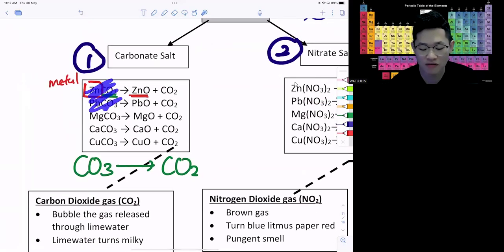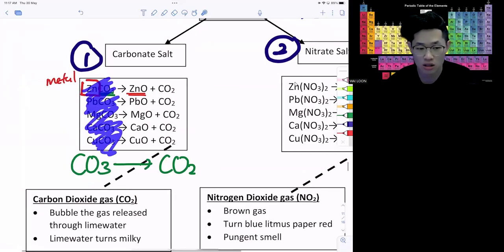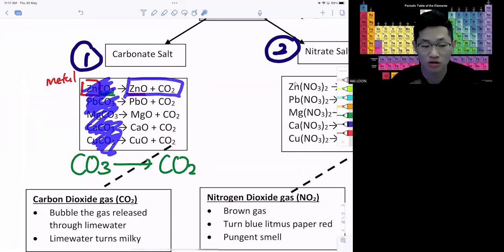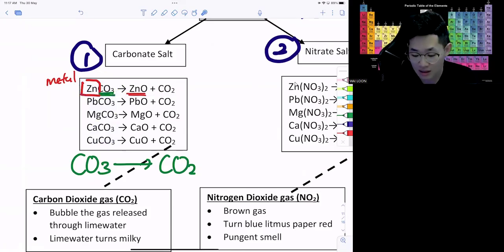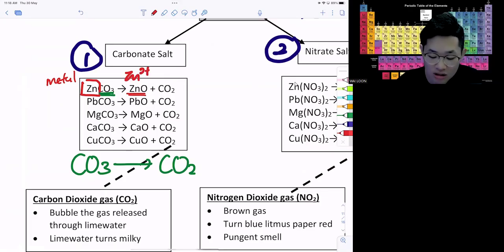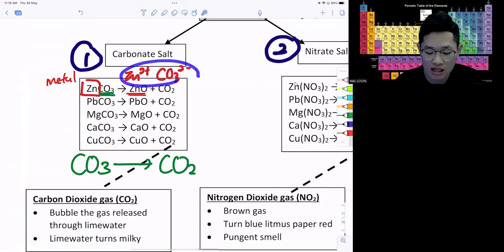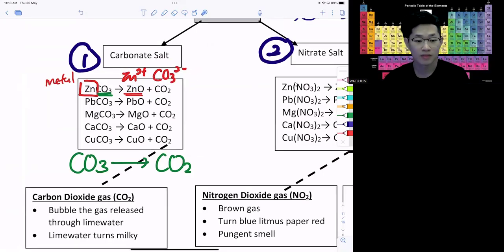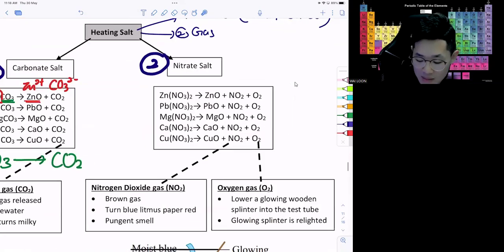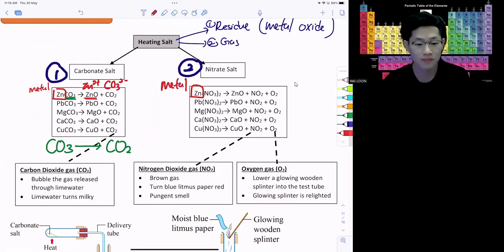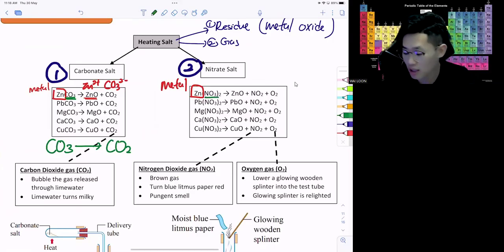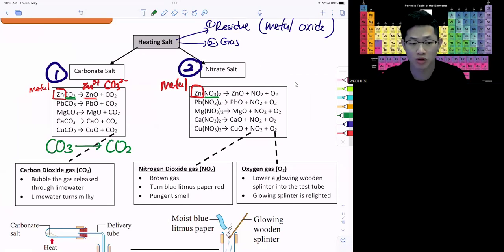Normally, questions give you the things at the back, and you have to tell them what the salt is. So you have to combine these two things together and get back the salt in front. Zinc oxide gives you the zinc ion, Zn2+. CO2 is similar to the carbonate ion, so it's zinc carbonate. That's all. For nitrate salt, it's the same. The front part gives you the metal, and the part at the back tells you what gas will be produced.